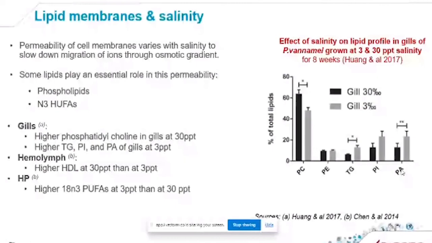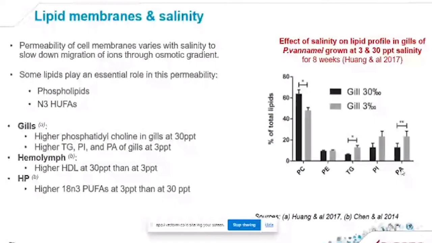So it has been shown that in the gills of shrimp kept at 30 ppt salinity, the phosphatidylcholine content of the gills was higher. But on the other hand, if you look at other lipids in the gills of shrimp kept at 3 ppt, you had higher levels of triglycerides, phosphatidylinositol, and phosphatidic acid.